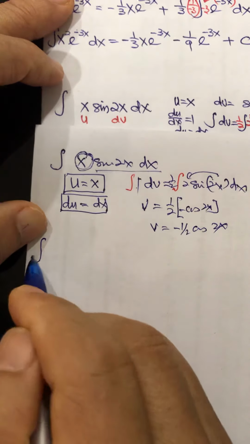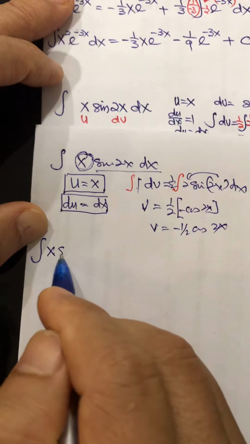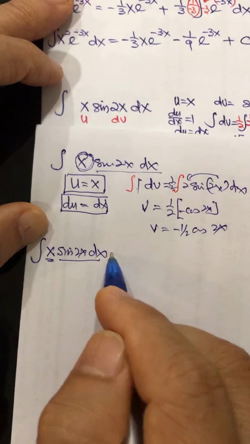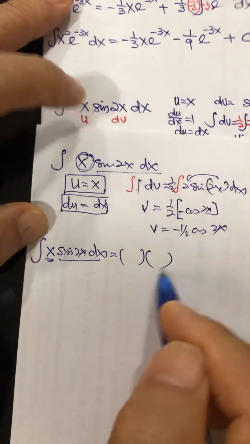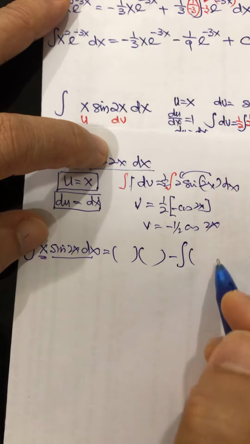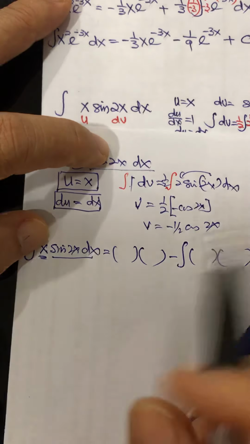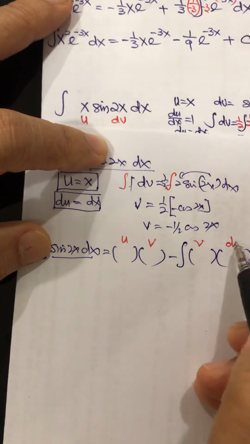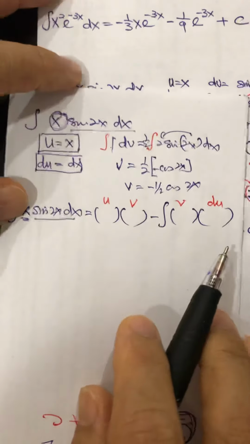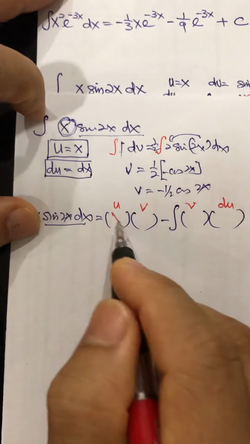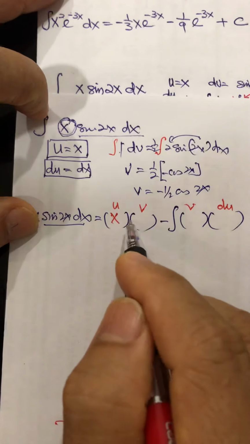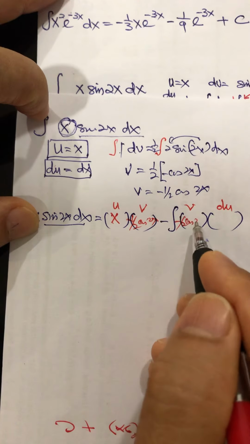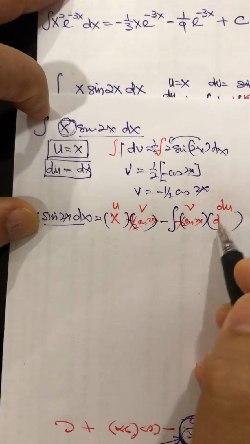Then the formula: this is your u, this is your dv. So it's u, v, you write down the bracket first. Then you can label so that you don't make mistakes: u, v, v, du, like that. Then only you fill in one by one. U is x, v is negative half cos 2x, and then your du is dx.